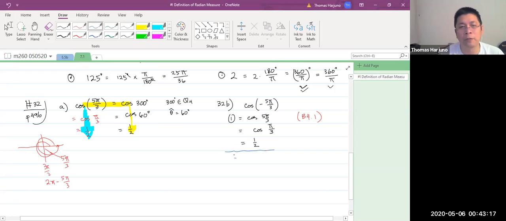I actually prefer the second method in this case. Cosine of negative 5 pi over 3, the period is 2 pi. So negative 5 pi over 3 plus 2 pi will give us pi over 3. So cosine of negative 5 pi over 3 is coterminal with pi over 3, which is 1/2 right away.